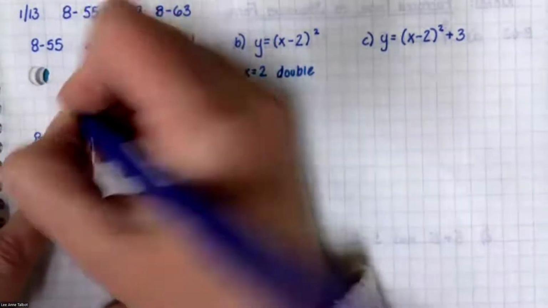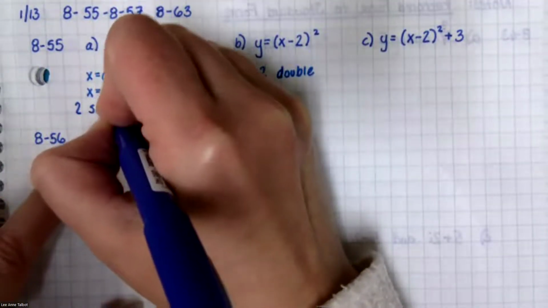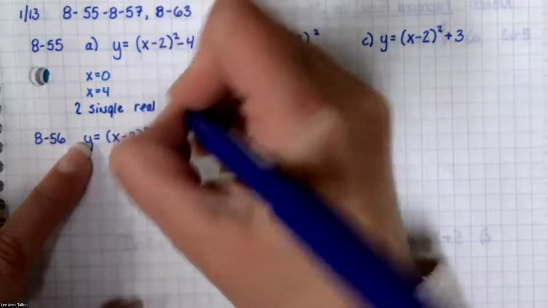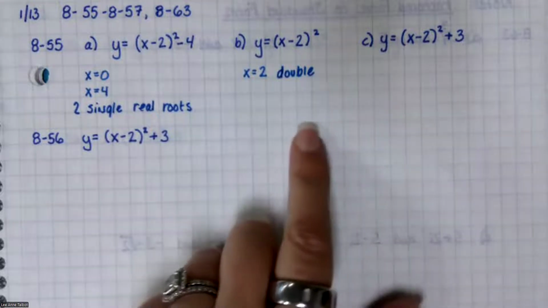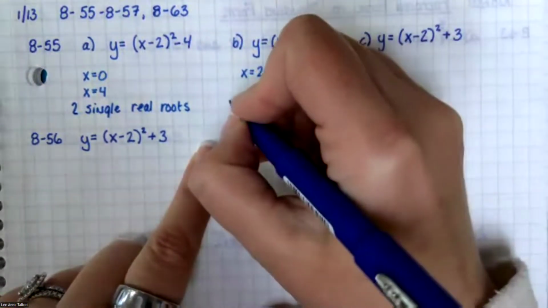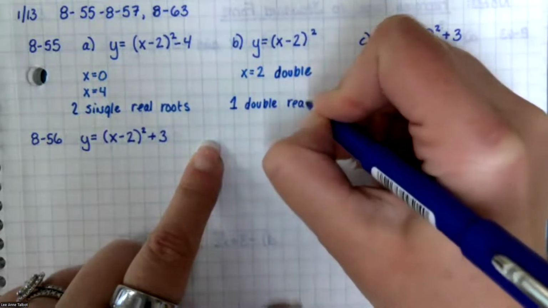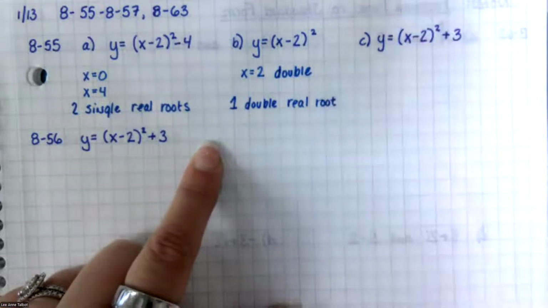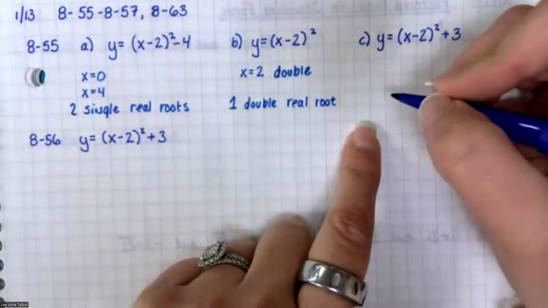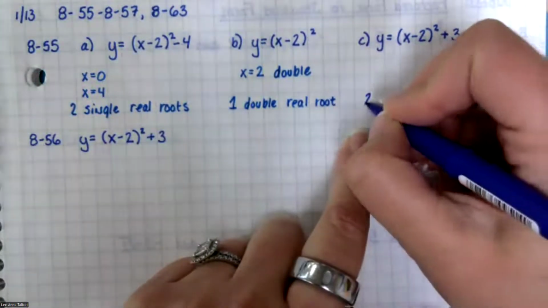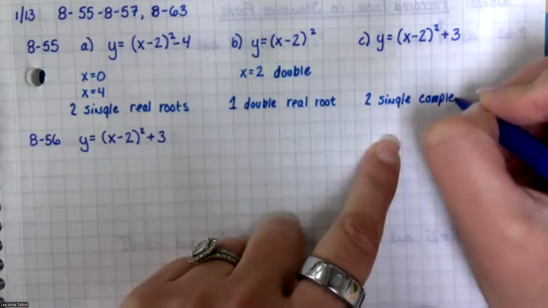So this is called, from now on, 2 single real roots. This is called 1 double real root, which counts as 2. And this is called 2 single complex roots.